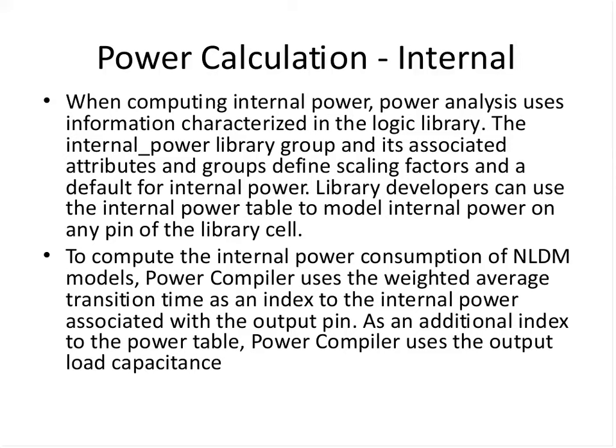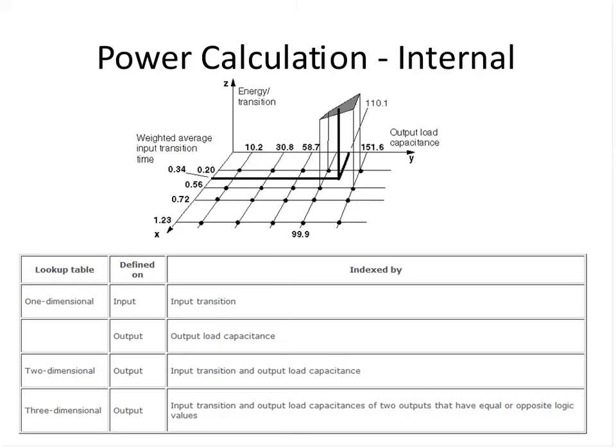The internal power table is very similar to the timing table, the cell rise, cell fall table. Again, the most popular model is the non-linear delay model (NLDM). It is very similar to the timing table, right? So both are lookup table based, and both can be multi-dimensional. In case it is one-dimensional, the constrained input is the input transition. If it's two-dimensional, it could be input transition and output load capacitance. It can also be three-dimensional. It is not popular though.